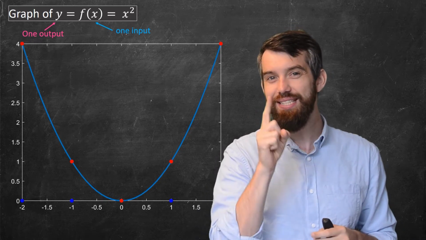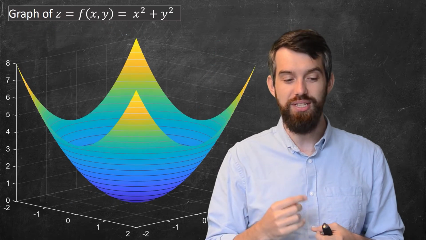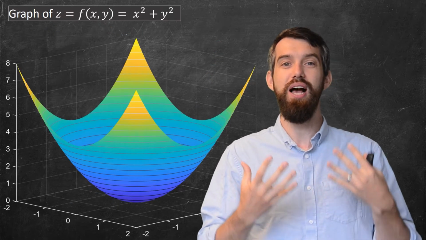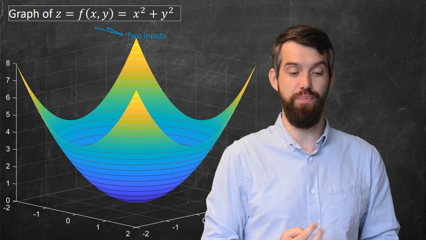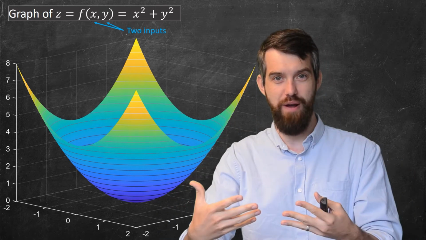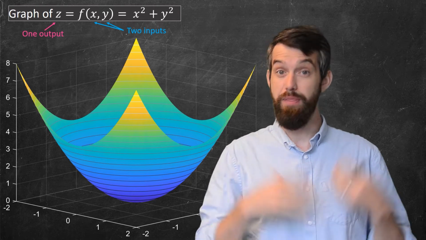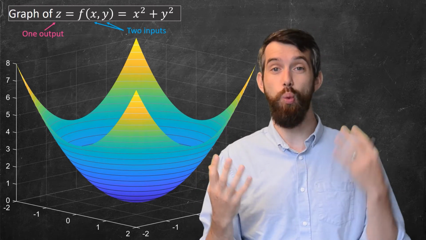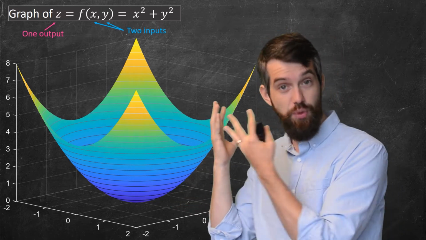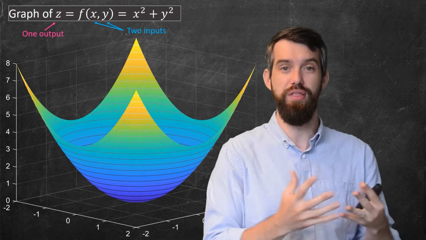So let's take that same idea and go up a dimension. What I'm going to do now is consider functions of x and y with an output of z. That is, there are two different inputs, the x and the y, that get fed into my function, and I still only have one output z. In this case, I'm considering the function z equal to x squared plus y squared. It's going to look a little bit like this, and we're going to figure out how to think about this, how to come up with this shape, a bit later on in the video.